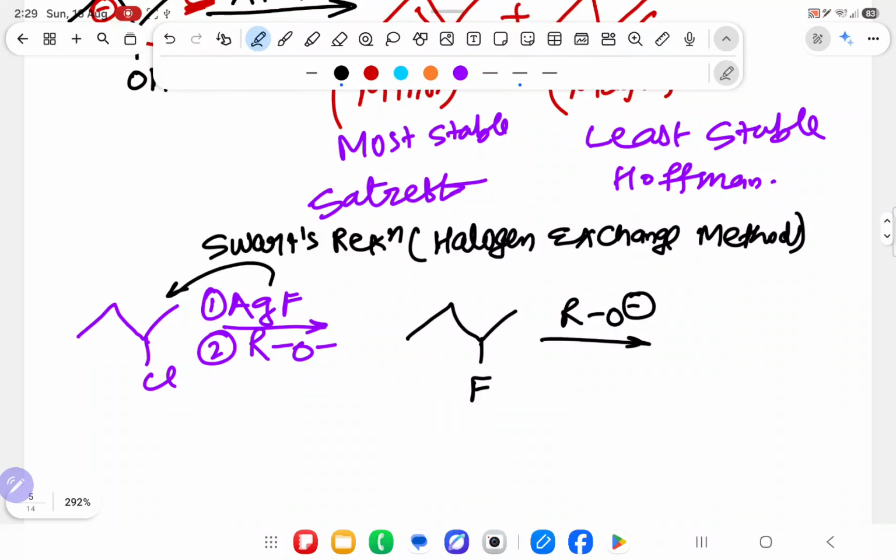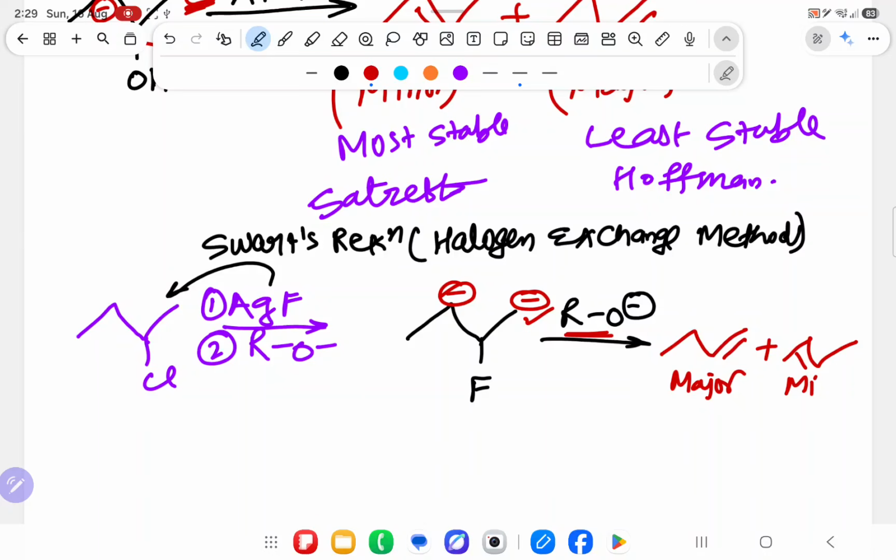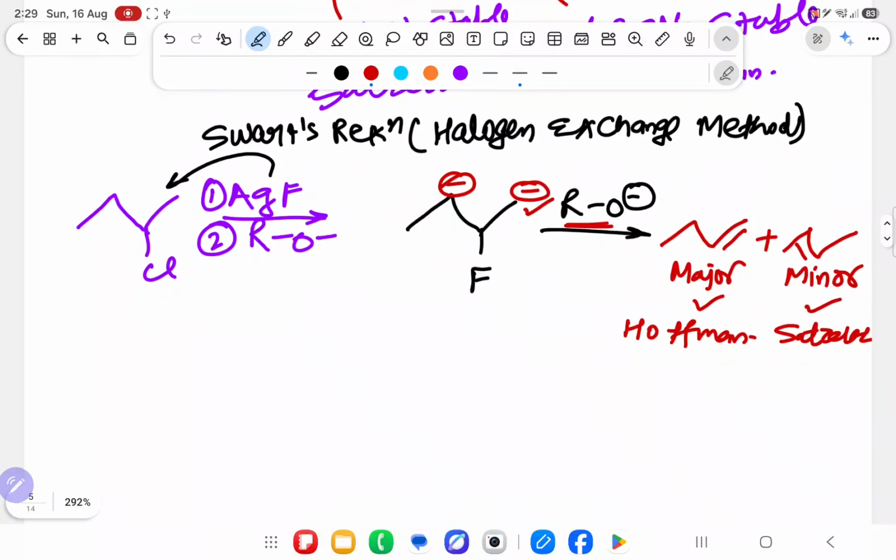Okay sir, poor leaving group and alcoholic moderate base, minus here, minus here. So which minus is more stable? This minus. So this is the major alkene, major product, and this is the minor product. This is the major product, this is the minor product. But the most stable is this one, and the least stable is this one. So the most stable is Saytzeff and the least stable is Hofmann. So major and minor can be decided in a different way, but Saytzeff and Hofmann can be decided only by the most stable alkene. Understood this part?